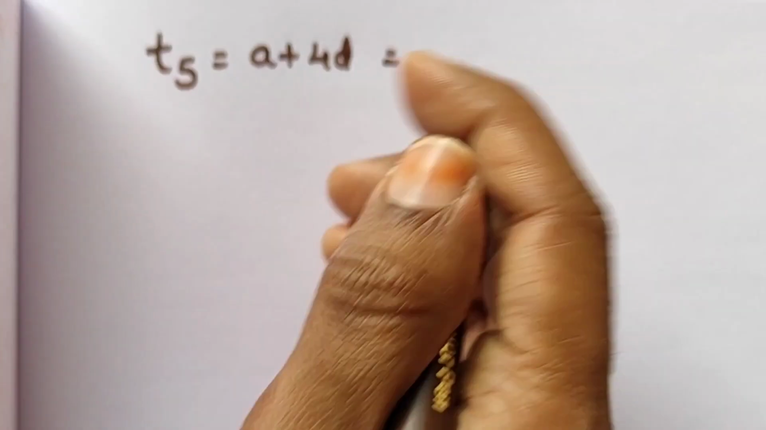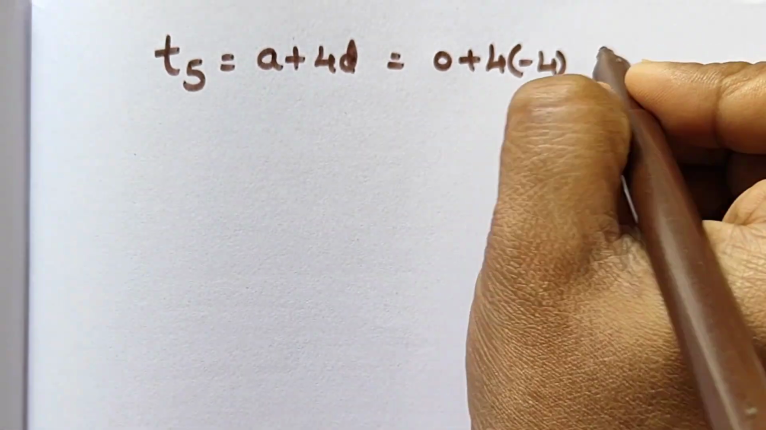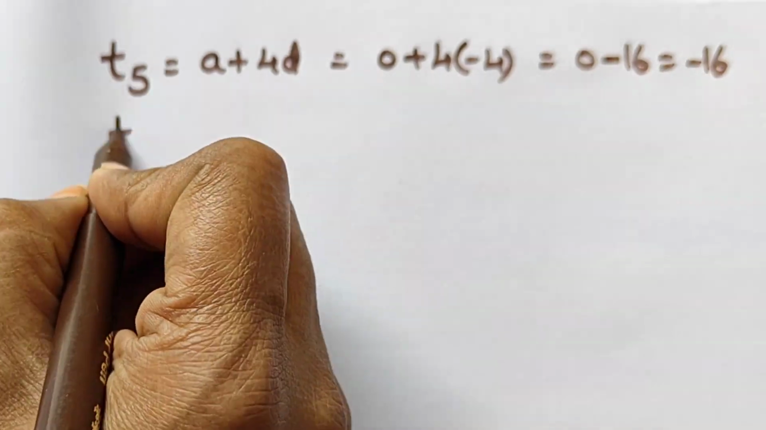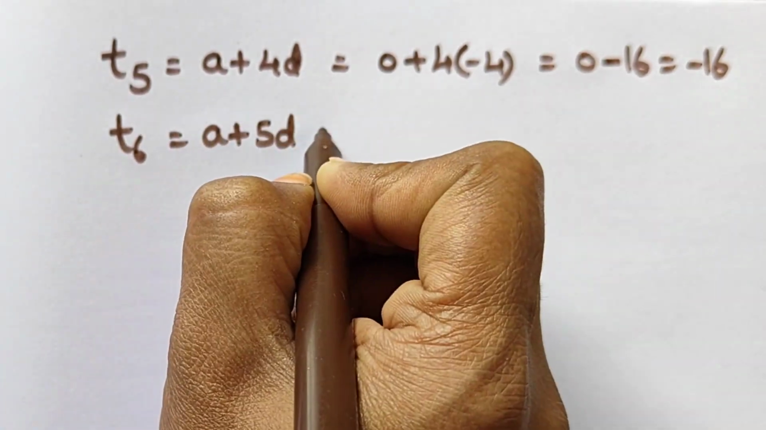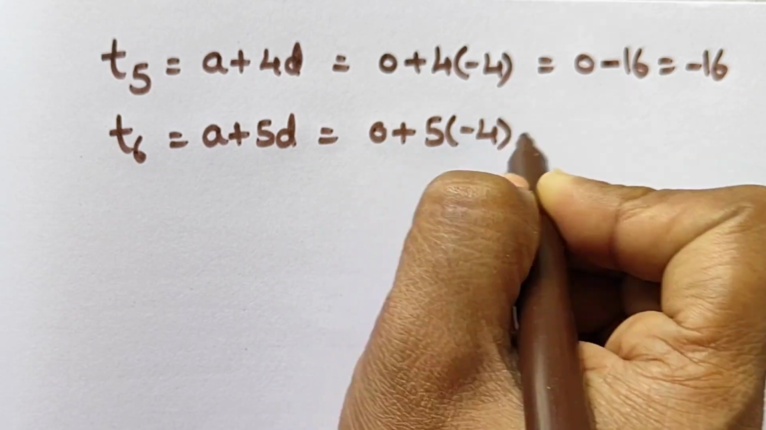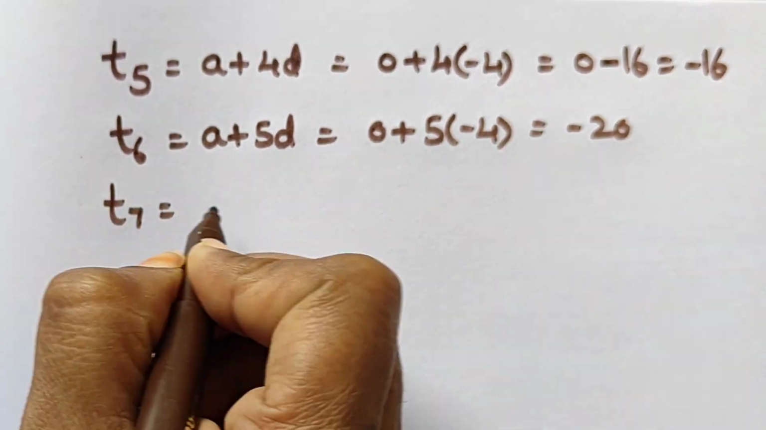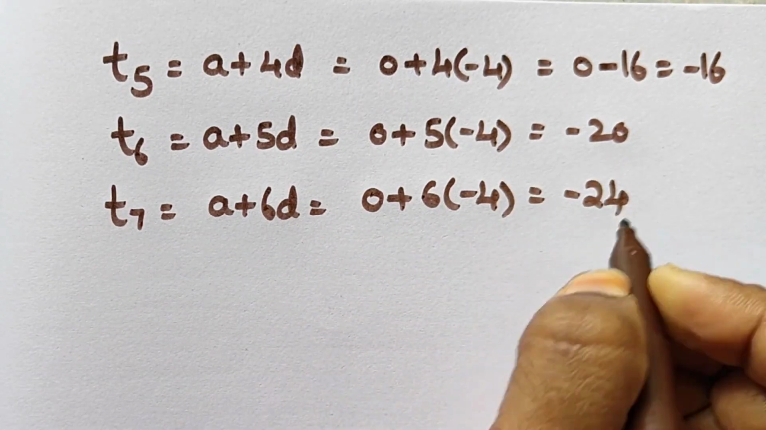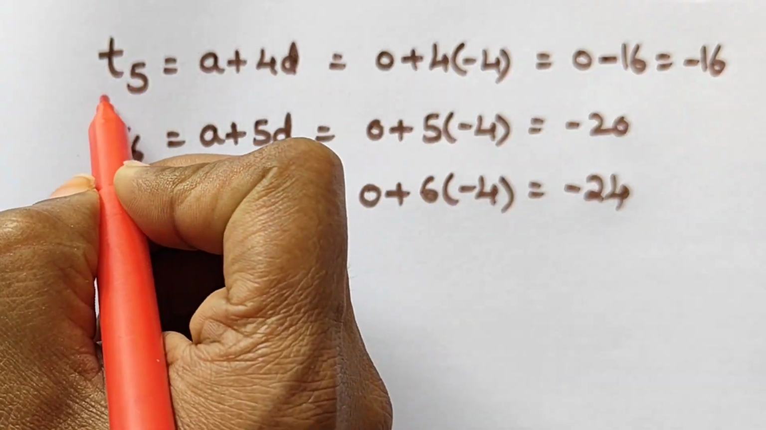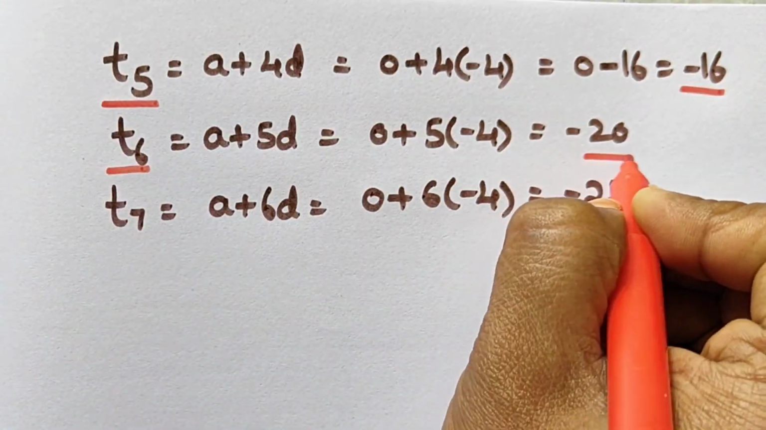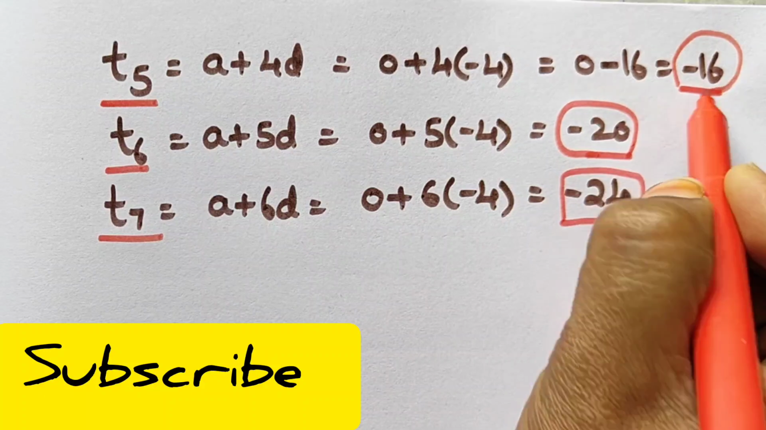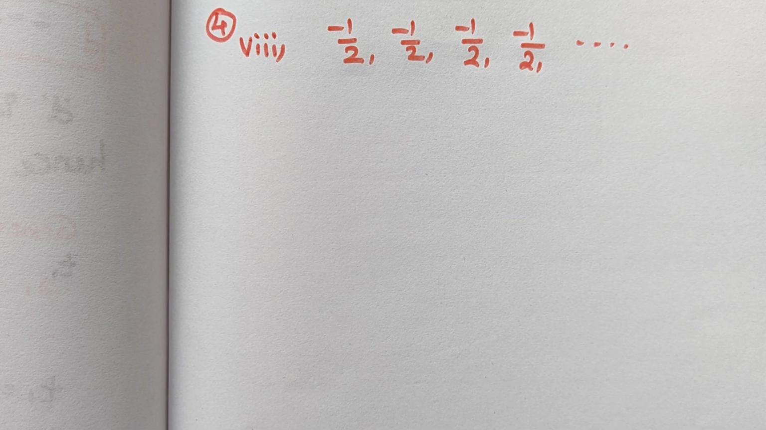What is the A value? 0, and D value is -4, so 4 into -4. Therefore, 0 minus 16, term 5 value is -16. Now term 6, what is that? A plus 5D. A is 0 plus 5 into D, -4. Value is -20. Term 7, A plus 6D: 0 plus 6 into -4, -24. The 3 more terms: term 5 is -16, term 6 is -20 and term 7 is -24.